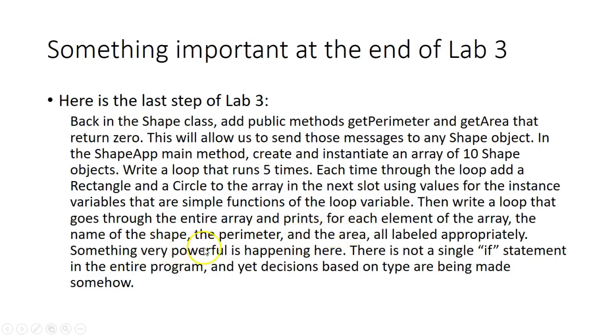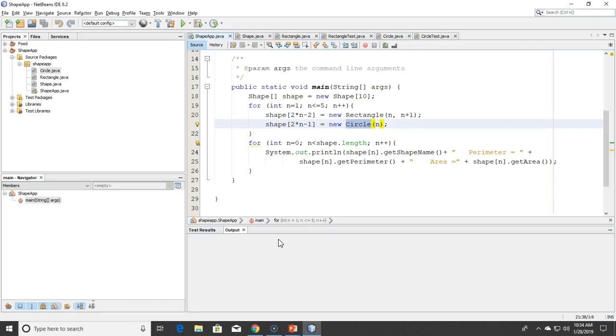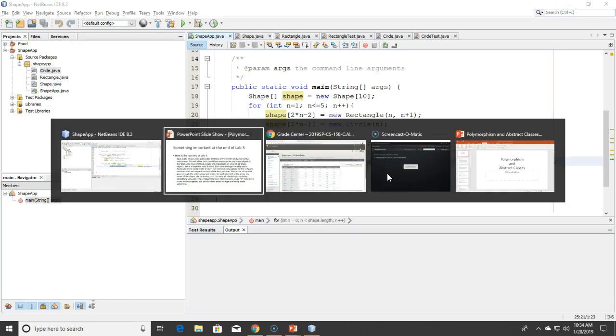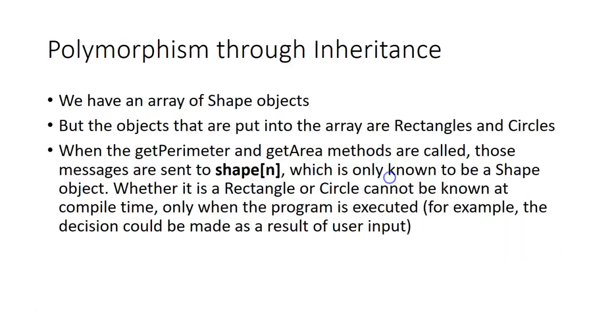And the powerful thing that's happening there, in case you didn't notice it, down here, we are sending this getPerimeter message to an object, and we don't know what kind of object that is exactly, except that it's a shape. And so what is happening is determined right then and there. It's not determined earlier at the time this program is compiled. It's determined when the actual object is in there. And this is important, and it's at the heart of what's called polymorphism. And that's where I want to start today because you all had that experience with polymorphism.